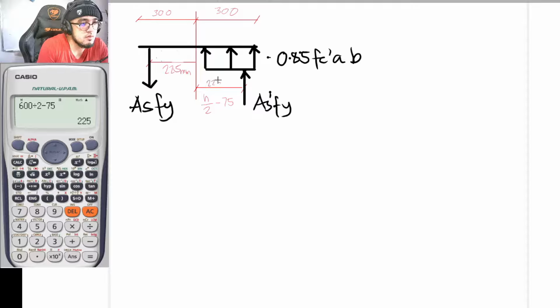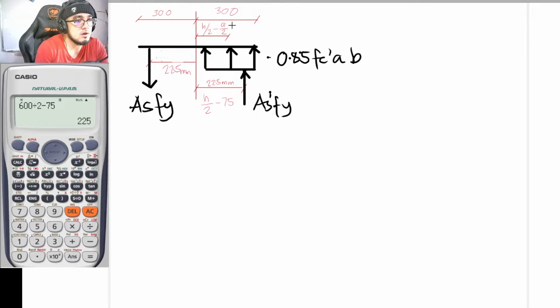So 225 millimeters. Okay, and as for your value here, since the resultant of this compression block is located at the centroid of that compression block, your lever arm here would now be equal to h over 2, which is 300, so h over 2 minus a. So if this is a divided by 2, it is basically equal to a divided by 2.